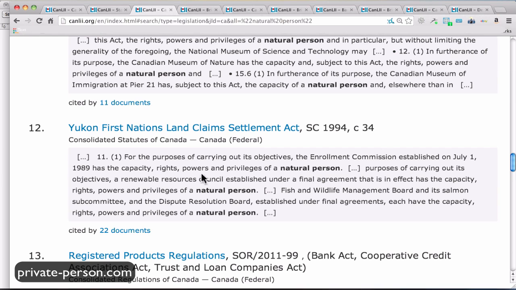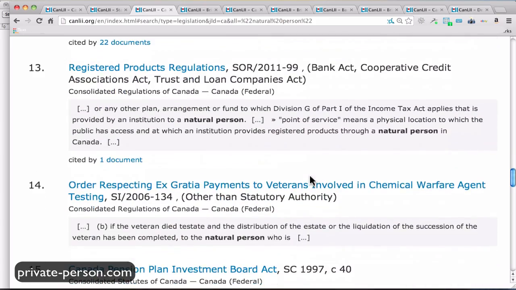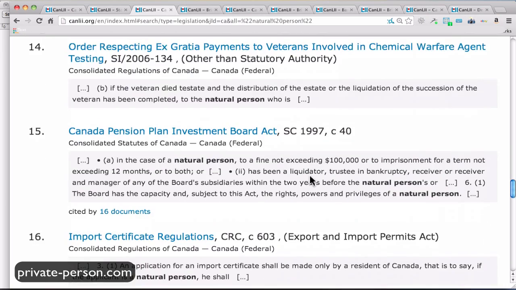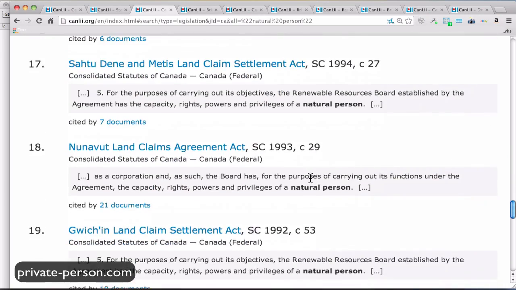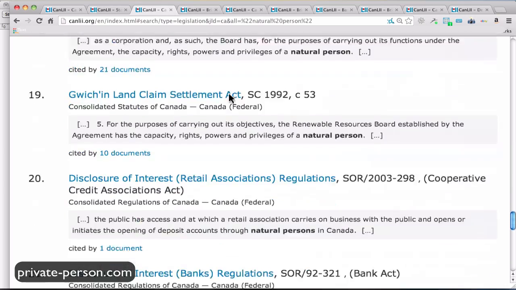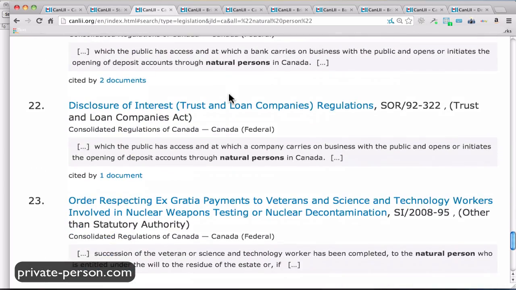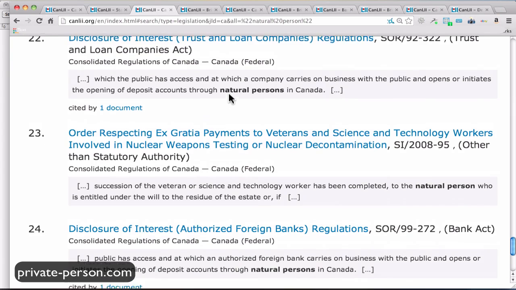So by giving the capacity, rights, and powers or privileges of a natural person, they're not being made into a natural person. They're only getting the rights, capacities, powers, and privileges that a natural person naturally has and doesn't have to have given to them. So the corporate entities have to have these rights and powers and privileges given to them by legislation. A natural person has them by right. So registered products, Canada Pension Plan, certificate of registrations, land claim settlements. Again, it's all about the rights, powers, and privileges being given to these agencies.